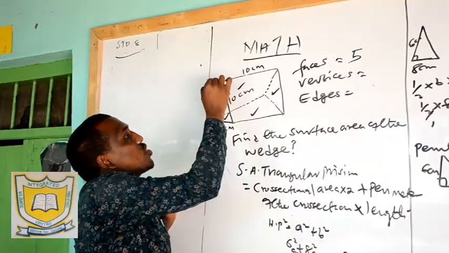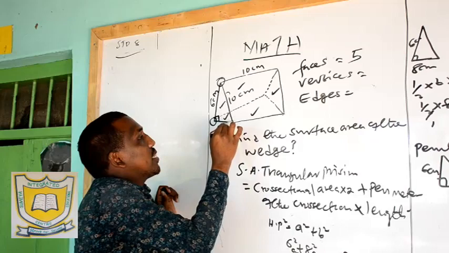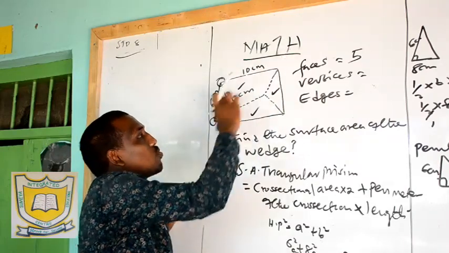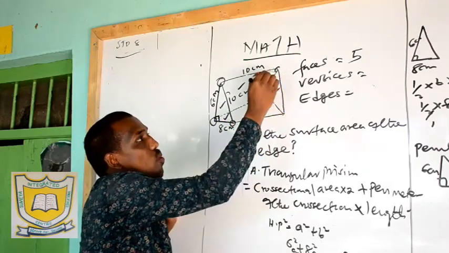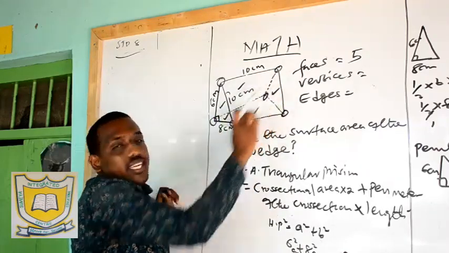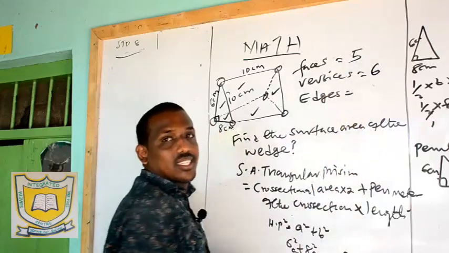So the vertices now: here is 1, 2, 3. Then times 2. The triangle has 3: 1, 2, 3. Then times 2, the other one: 1, 2, 3. So 3, 3, 6 now. The vertices are 6.